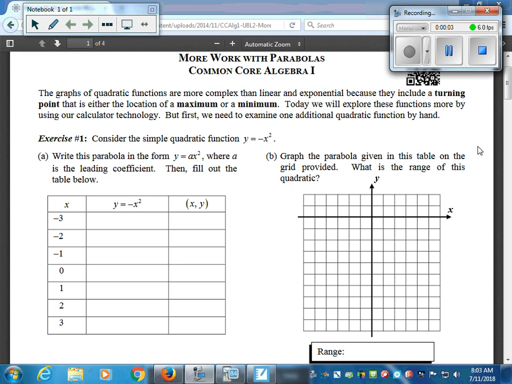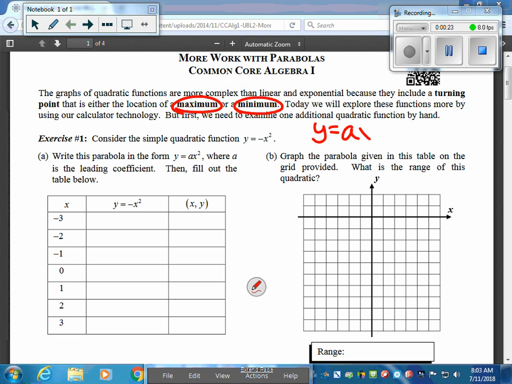Hey guys, we're going to look at part 2 of Unit 3, which talks about more work with parabolas. A big focus on this assignment is going to be the terms that you can see bolded, which are max and min. And we're also going to talk about the standard form of a quadratic equation like we did in the first. And we're going to talk about how changing the A and the C value can affect some of the values that you'll run into on the graphs and some of the points you may see on the table.